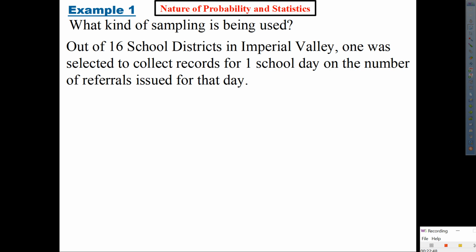Example 2. All ready? All right. Here it goes. Put your utensils down, look up to the screen, and I'll have you copy right after. At El Centro Costco, every 10th family-sized Dorito bag is selected to measure if the content net weight is accurate. The purpose is to see if the Dorito packing machine is working properly. Talk to your neighbor, let them know what kind of sampling that is. What kind of sampling?